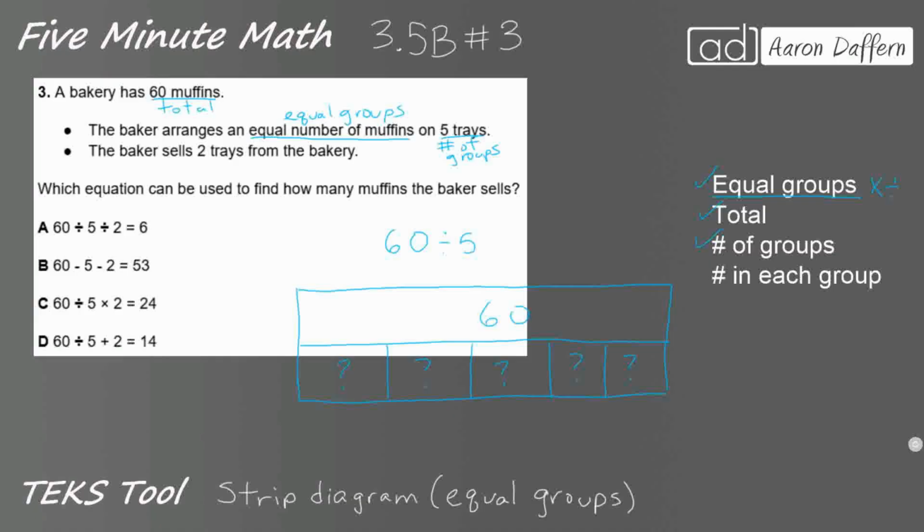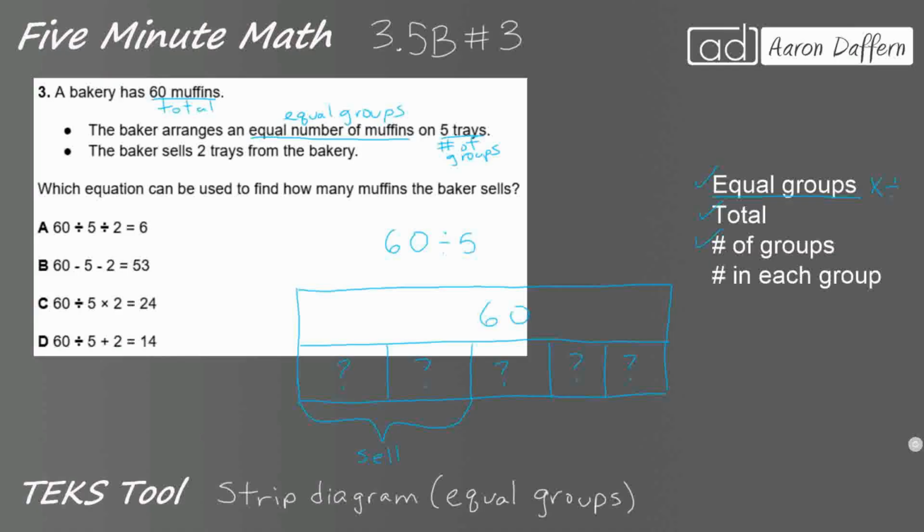Now, look at that second bullet point. The baker sells 2 trays. Well, remember, each of those groups is a tray. So we can show that the baker is going to sell 2 trays by doing something like this little brace here, to connect two of them. You might circle two, or you might even shade in two. So this is how much we're going to sell. So out of the 5 equal groups, the baker is going to sell 2 groups.